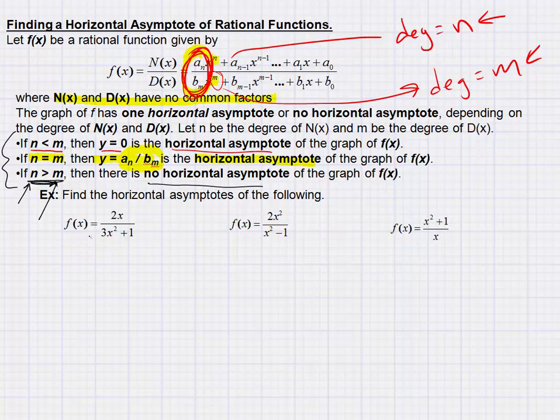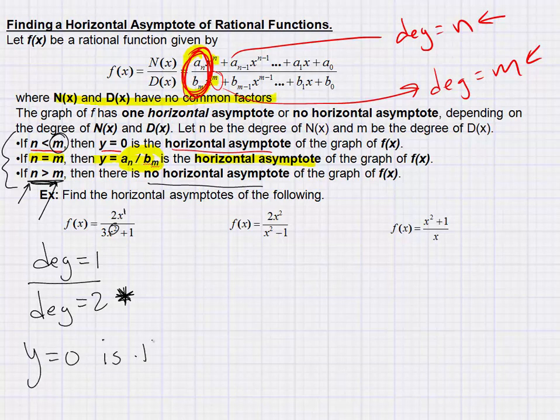So let's look at this first one again. F of x, 2x over 3x squared plus 1. Again, we said it's already simplified. These three examples here are the same three examples we just looked at. So it's simplified as much as possible. The degree of the numerator is 1, and the degree of the denominator is 2. So in this case, the denominator is bigger. If the denominator is bigger, that's your m. M is bigger. I have the first scenario, so y equals 0 is the horizontal asymptote. Okay?